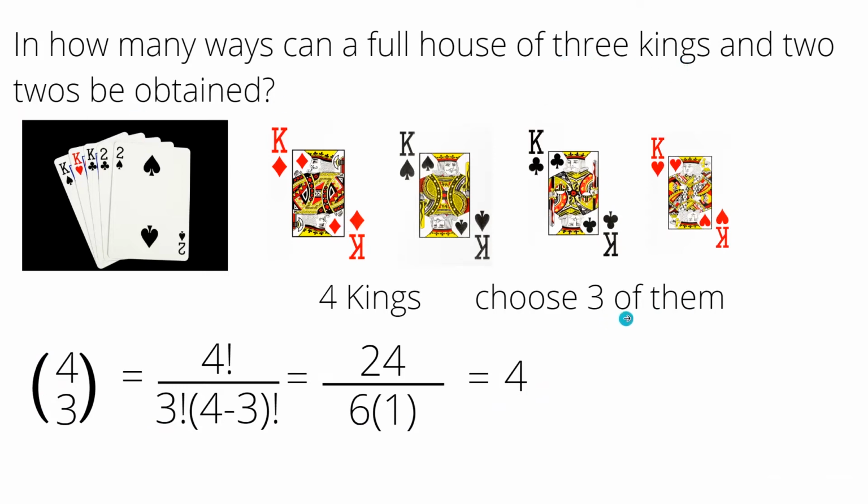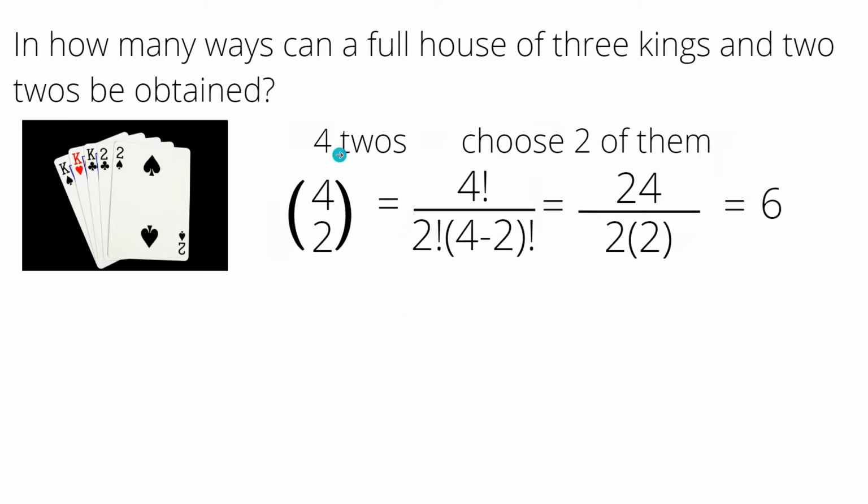Now let's talk about the twos. We have the same thing. You have 4 twos, but you want to choose 2 of them. Here again, the order doesn't matter. We're going to have 4 total twos, 1 from each suit.